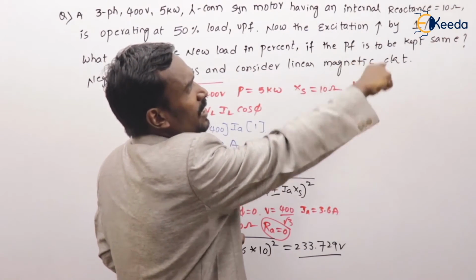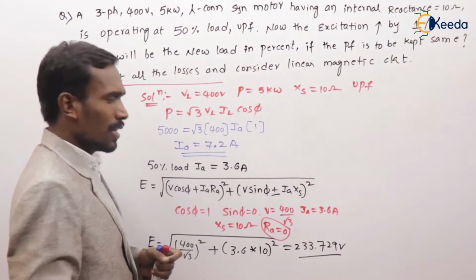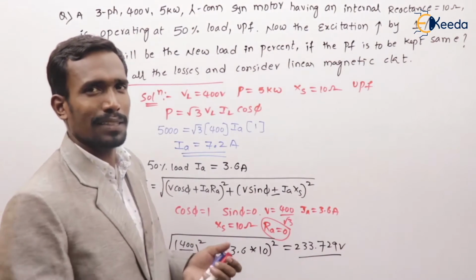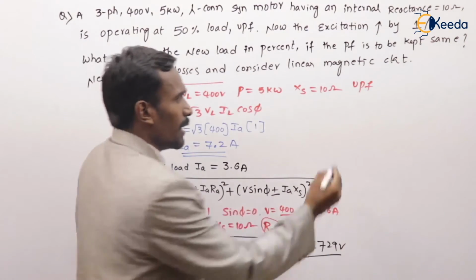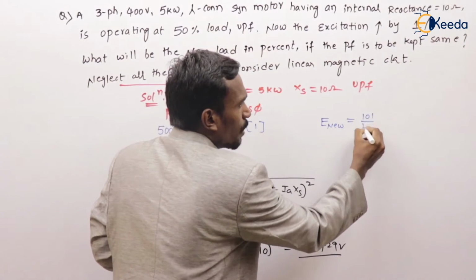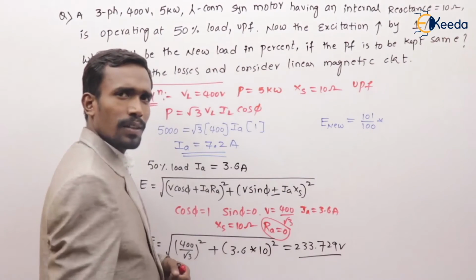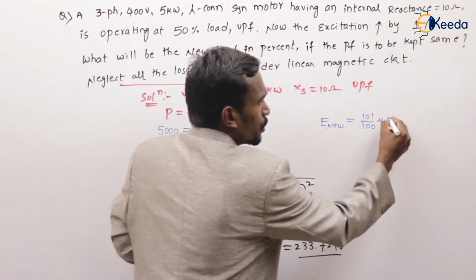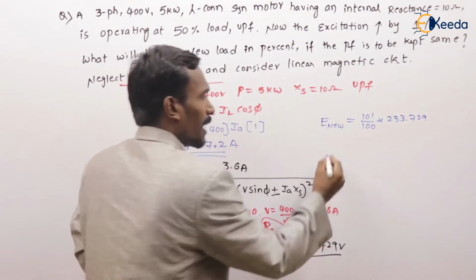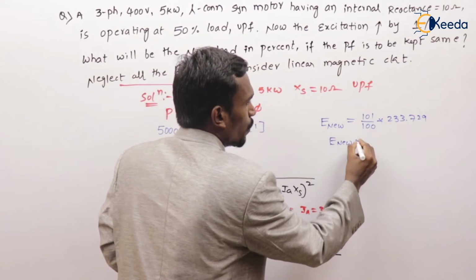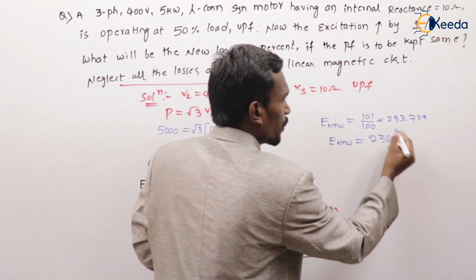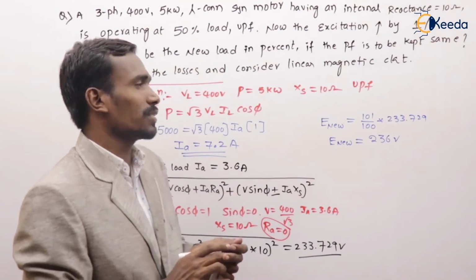Now he said that the excitation is increased by 1%. This is the 100% actually. Now we have to increase the excitation by 1%. Tell me, what is the new EMF? The new EMF is equal to 101% of 233.729. If you calculate this, the new EMF generated is 236 volts.